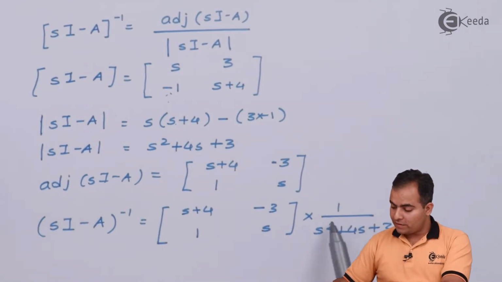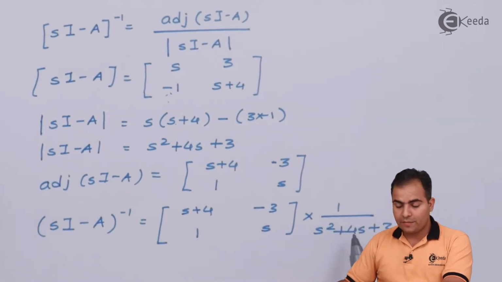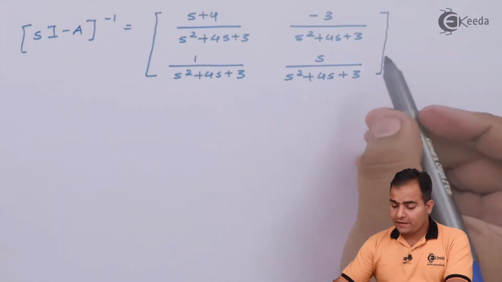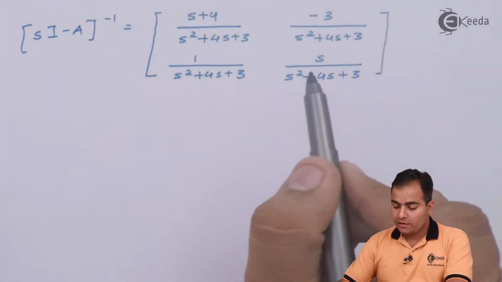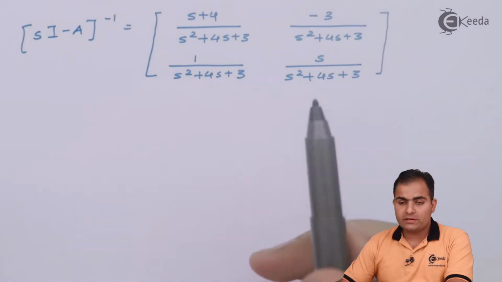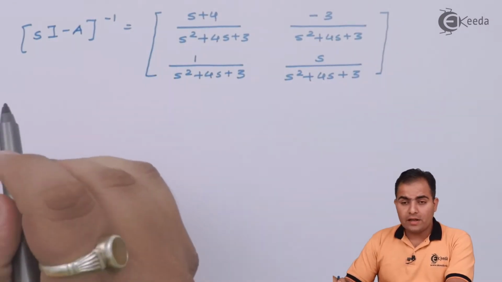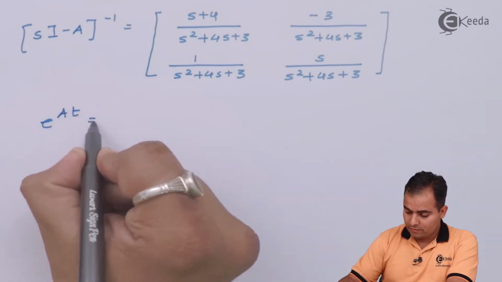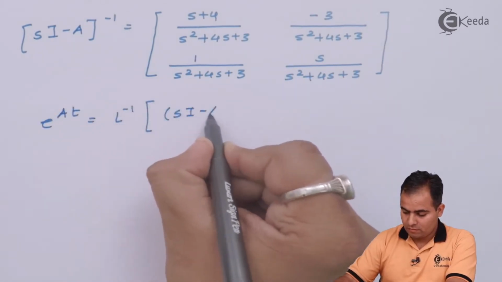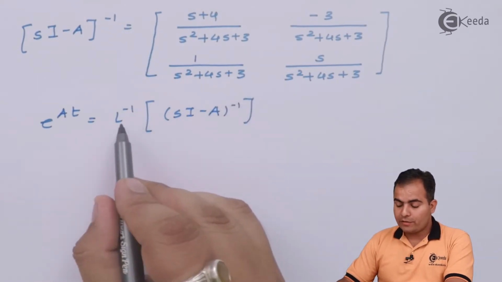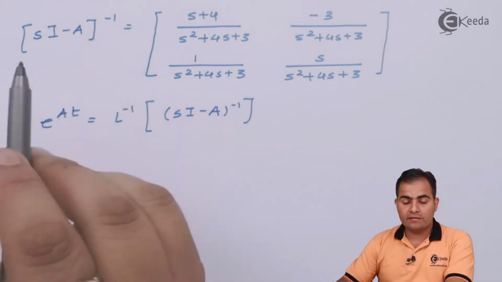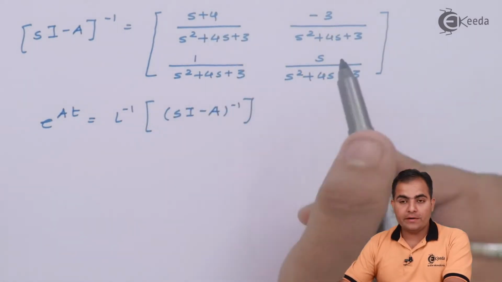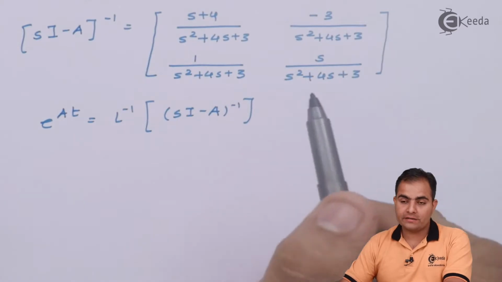Now I'll multiply this denominator part with each and every element of this matrix. After multiplying the denominator with each and every element of this matrix, you have got this equation. Now we will apply the formula, that is, we are going to find the Laplace inverse of the (sI minus A) inverse matrix, which means we are going to apply Laplace inverse of each and every element of this (sI minus A) inverse matrix.